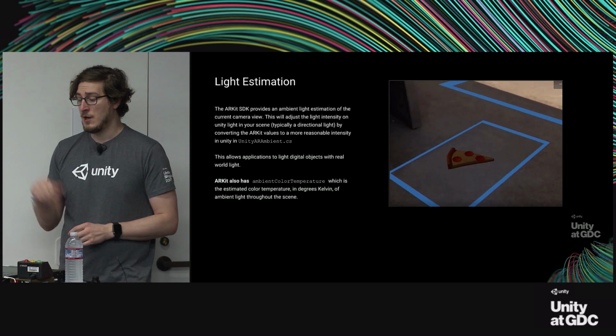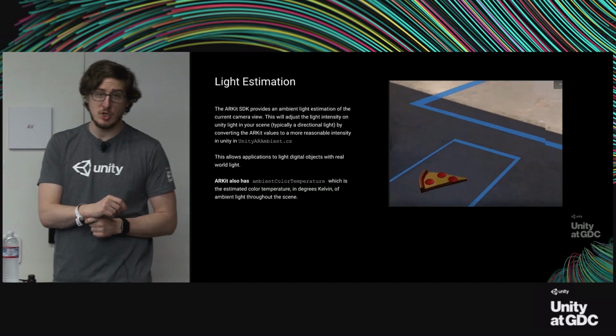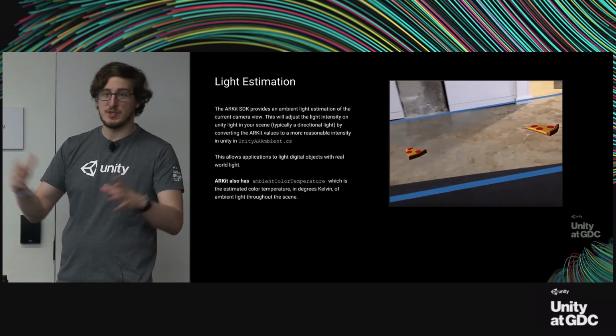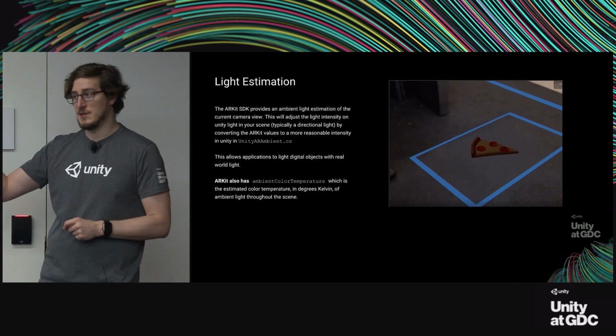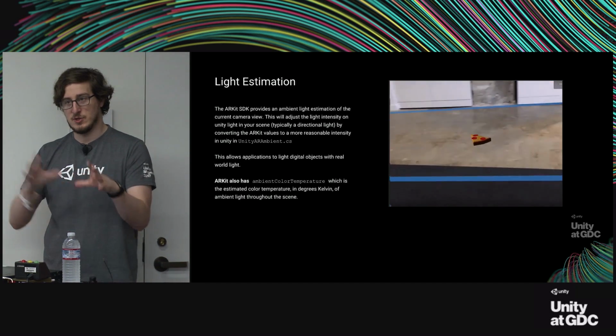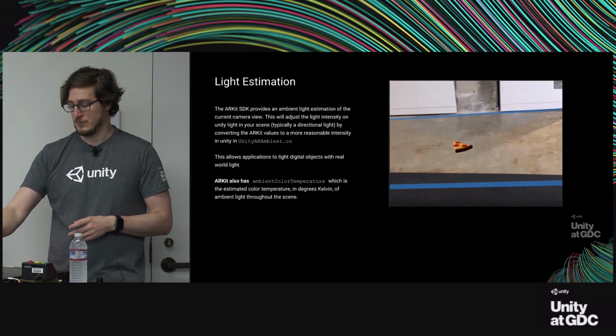Also, ARKit now has an ambient color temperature. So if you were out in, let's say, the desert, and there's lots of orange and things like that, you can use that color value to modify the directional light as well. So you could light your objects a little bit more like the real world.